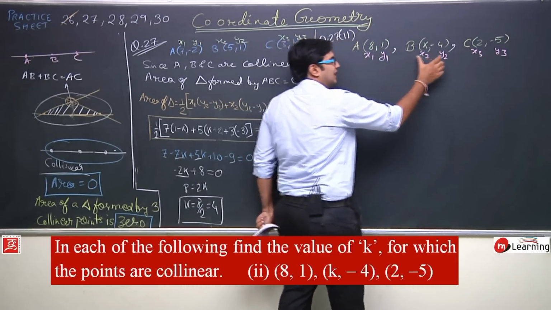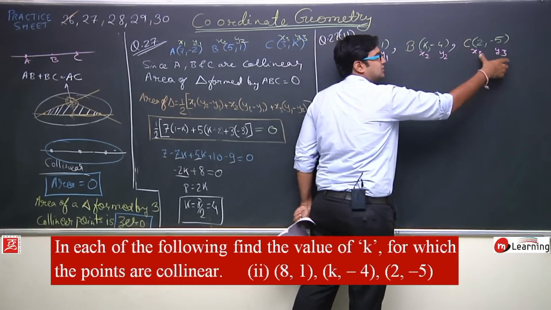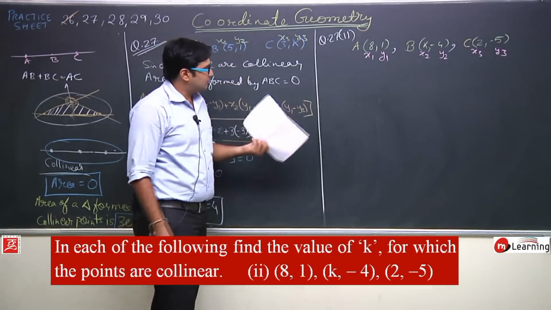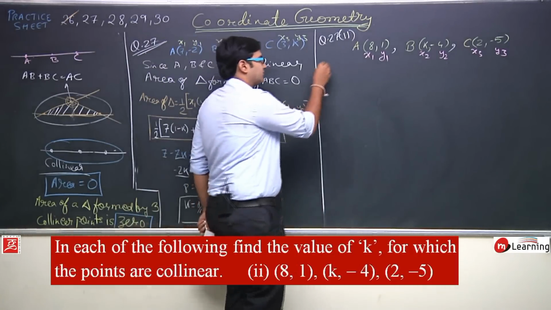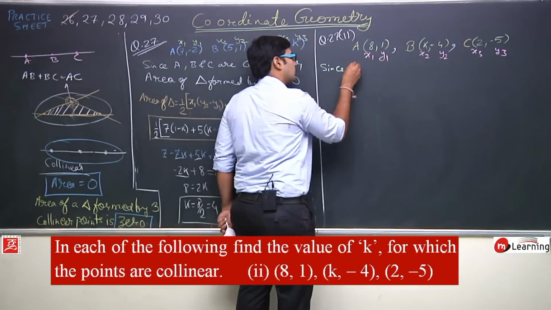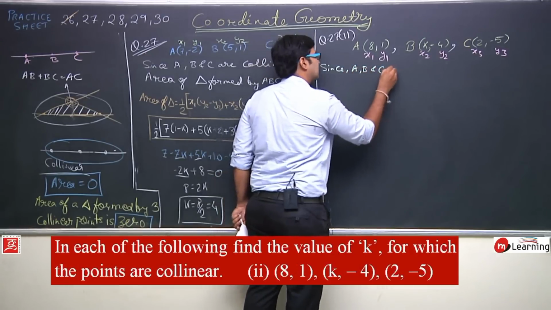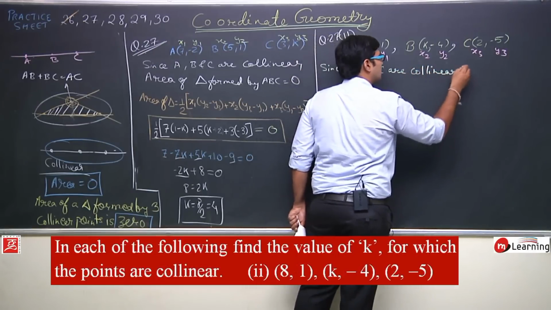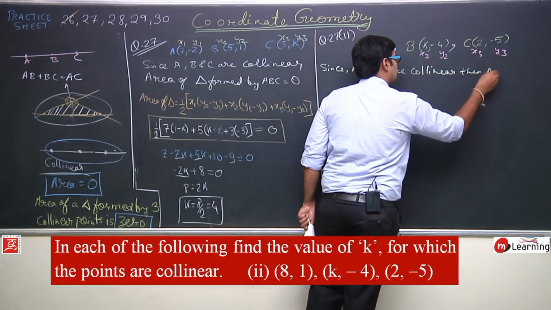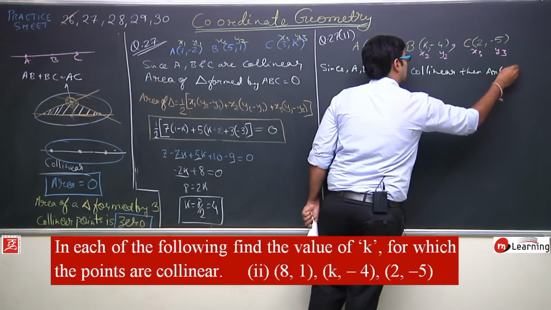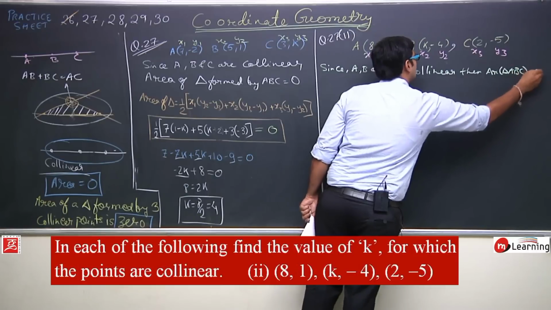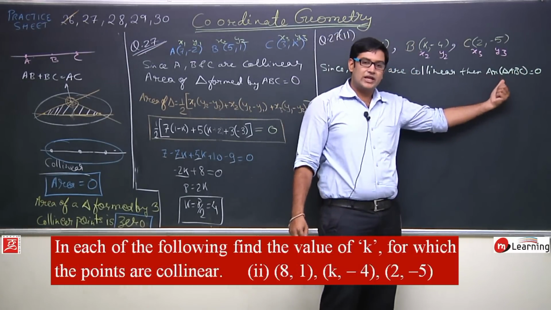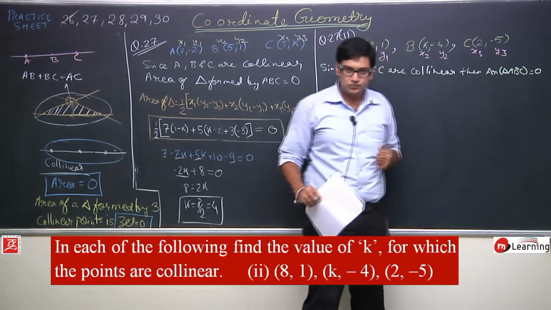What I can do is, I can write this as x3, y3 and this is x2, y2. It doesn't matter, it will not make any difference. So we have these 3 points. Now since A, B and C are collinear, then area of triangle ABC is equal to 0. Since ABC is collinear, therefore area of triangle ABC is equal to 0.